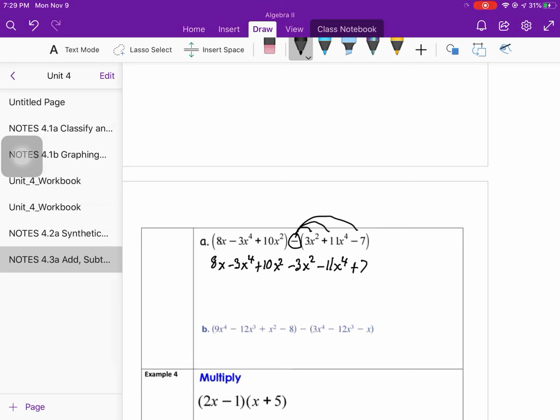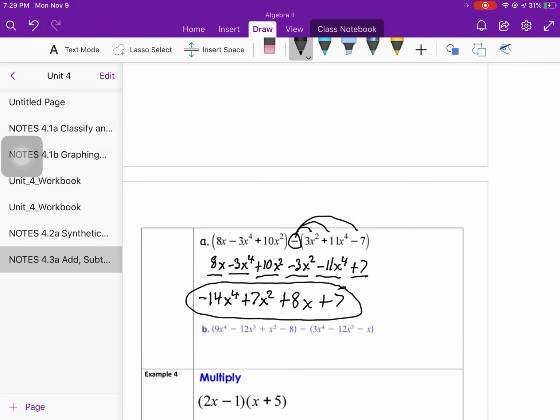So start with the highest degree terms, which would be -3x to the fourth and -11x to the fourth. When we combine those two negatives, we actually get -14x to the fourth, just the coefficients change. Then the next highest degree is the x squared, so we have +10x squared minus 3x squared, which gives us 7x squared. Lastly, we have 8x, which is by itself, so plus 8x, and plus 7. They don't have any like terms to combine with. So we can circle those, and there's our answer.